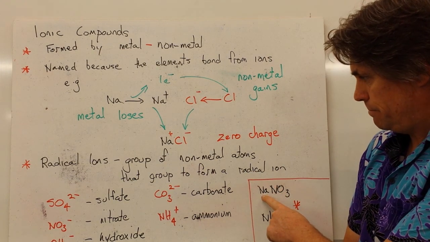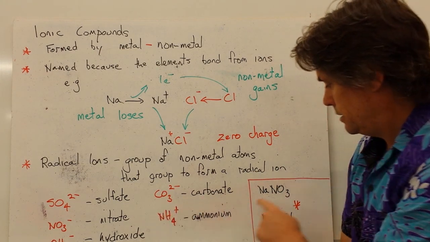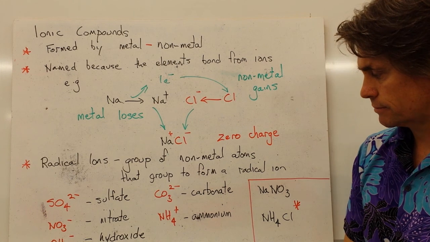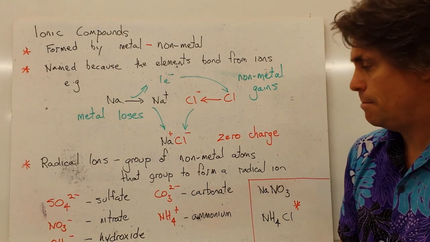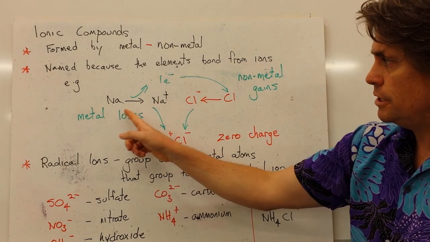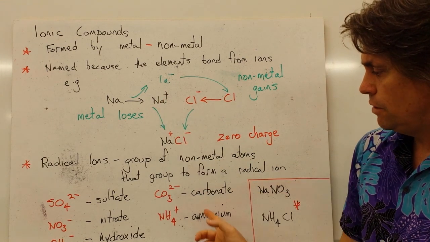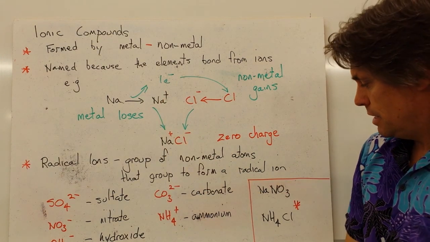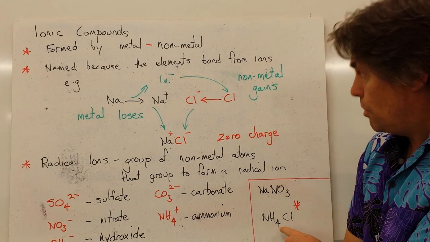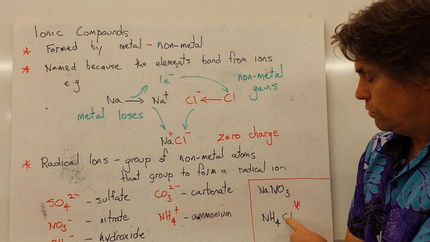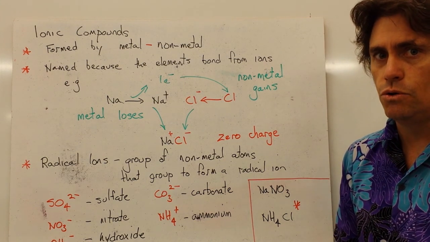So we can get sodium bonding with our nitrate to become sodium nitrate. But we can also substitute our metal, which is a positively charged ion. We can substitute it for ammonium, so we can get something like ammonium bonding to another non-metal, chlorine, to give us ammonium chloride.